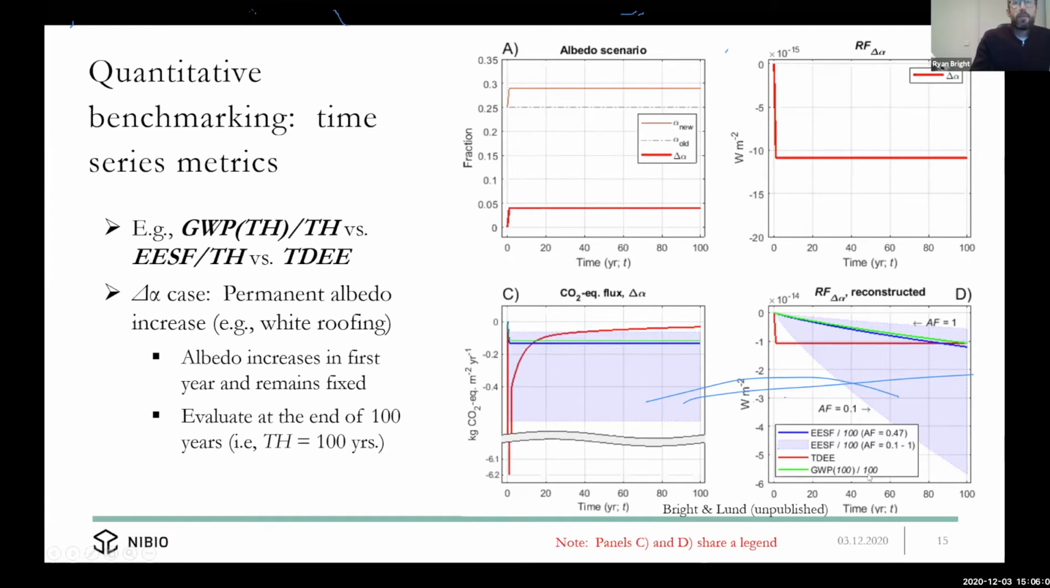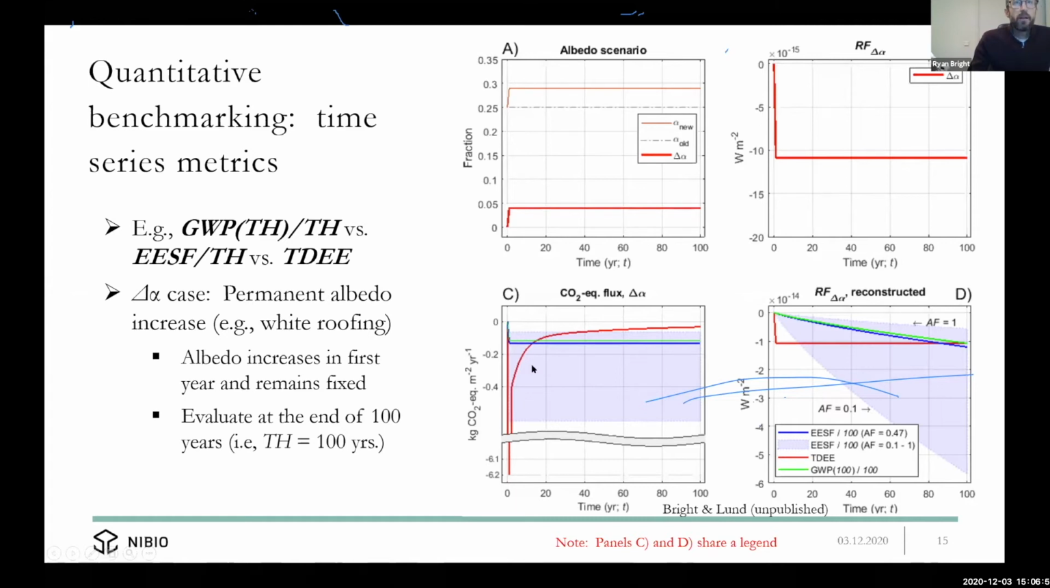And panel C shows the 3 measures designed to give a time series of CO2 equivalent pulses. The annual CO2 equivalent flux estimated with the emissions equivalent of shortwave forcing, using the most recent 7-year mean airborne fraction, is the solid blue curve here. The shaded light blue is just the range, assuming an airborne fraction range of 0.1 to 1. The red curve is the time-dependent emissions equivalent metric, and the green curve here is the GWP evaluated at a 100-year time horizon divided by 100 years.